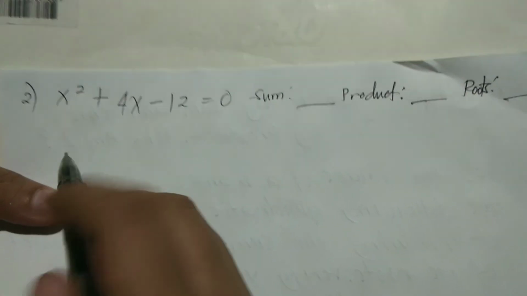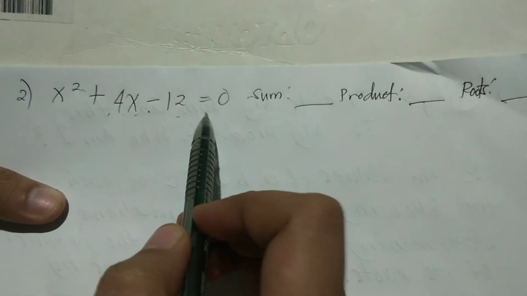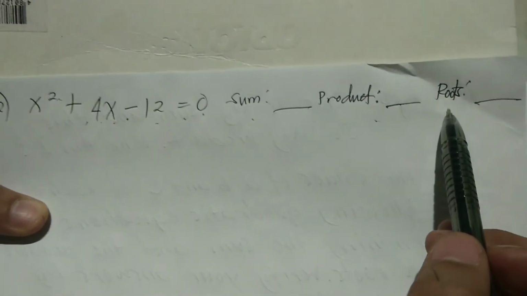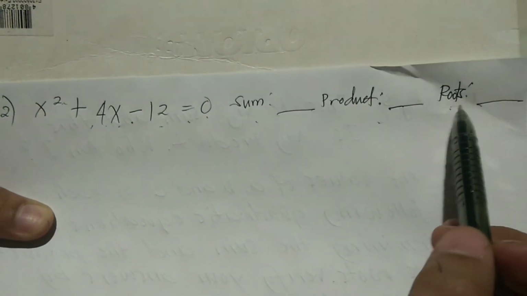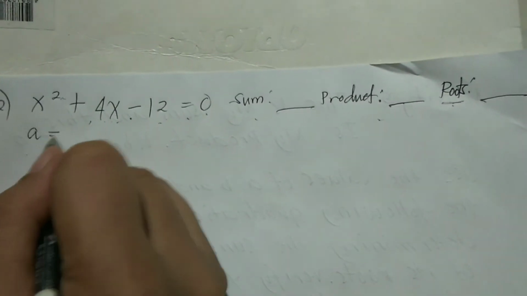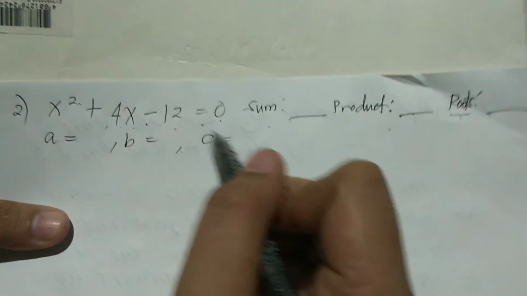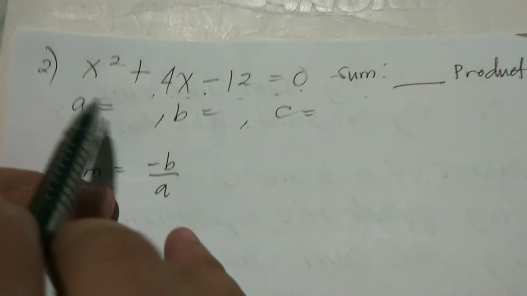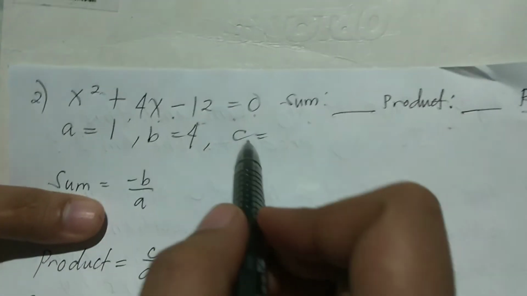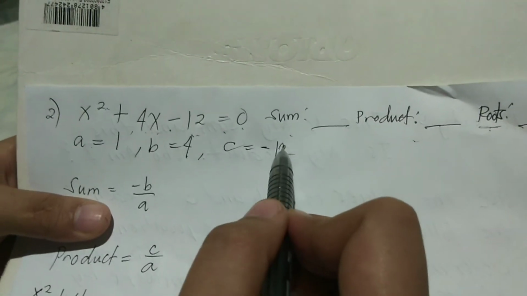Okay, next example. X squared plus 4x minus 12 is equal to 0. So, we're going to find the sum, product, and yung roots niya. So, first, identify the value of A, B, and C. The value of A is 1, value of B is positive 4, value of C is negative 12.